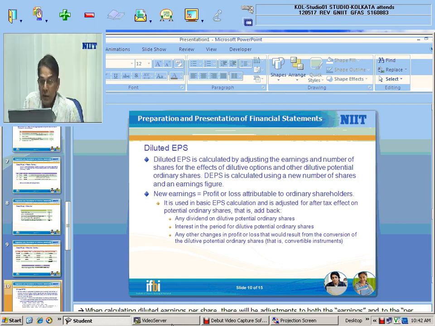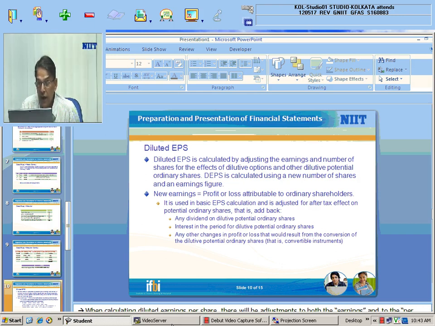So in calculating diluted earnings per share, there will be an adjustment to both the earnings and the per share part of the statistic. If the potential ordinary shares have given rise to any income or expense in the period, then its effect on profit has to be reversed. If the potential ordinary shares have given rise to any income or expense in the accounting period, then its effect on the profit has to be reversed on a post-tax basis.